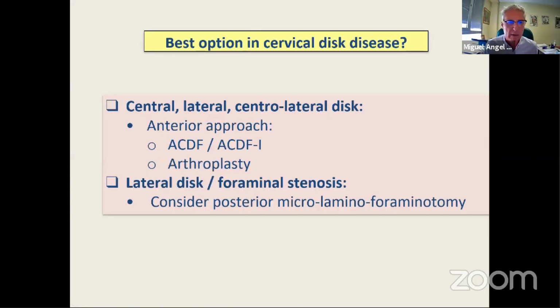And I think this is my last slide, trying to be inside the time frame. Best option in cervical disc disease. Of course, central, lateral, and centrolateral disc have good indication by means of anterior approach, irrespective of the modality. But for lateral and foraminal lateral disc or foraminal stenosis, my conclusion is that we have to take into account the possibility of microlaminoforaminotomy that had obvious consideration from the anatomical point of view. That is the main object of this webinar.